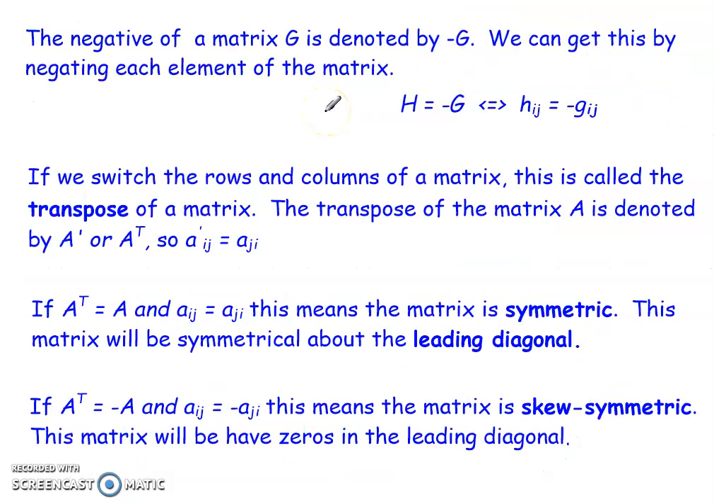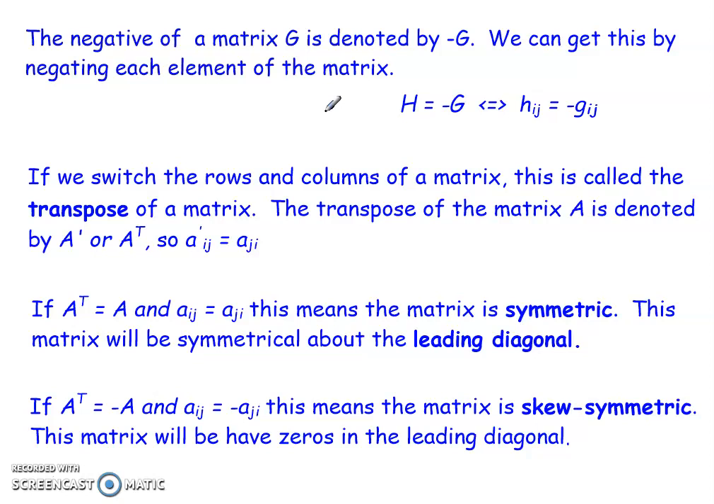Now, we have to think about negative matrices as well, but the negative of a matrix G is denoted simply by minus G. And what we can do is get this by negating each element of the matrix. So for example, if I told you I had a matrix H, which was given by negative G, all that would imply is that H_ij, so every element in H, is just the negative of the corresponding element in G. It's essentially multiplying the matrix by a scalar of negative 1. It's that simple and straightforward. Negate everything, change the sign, job done.